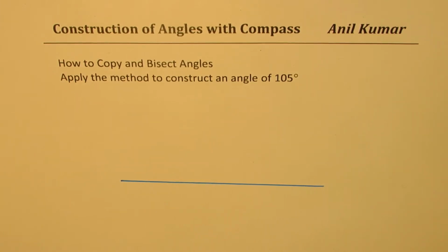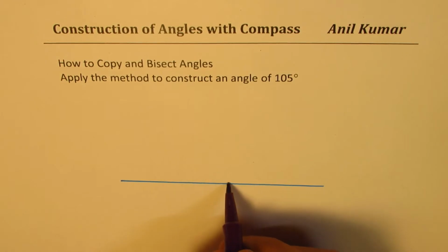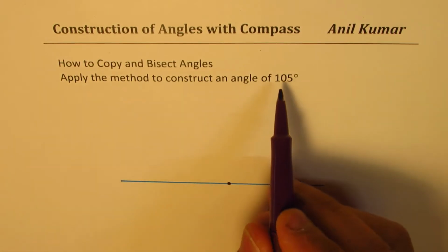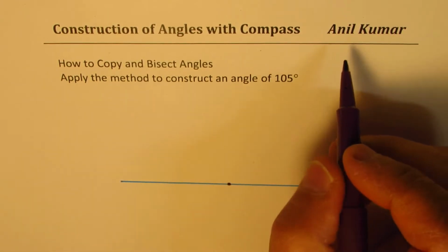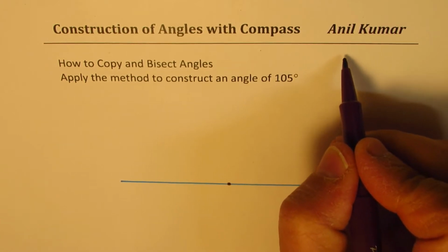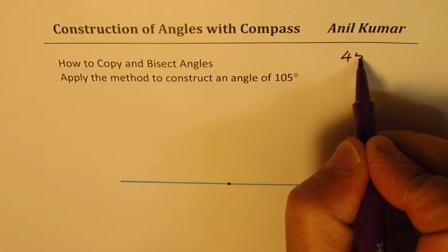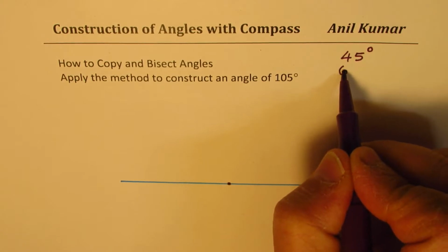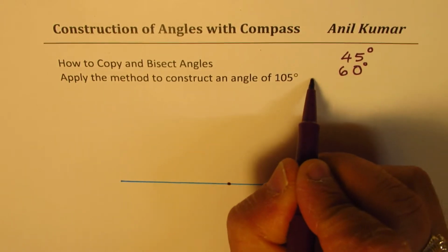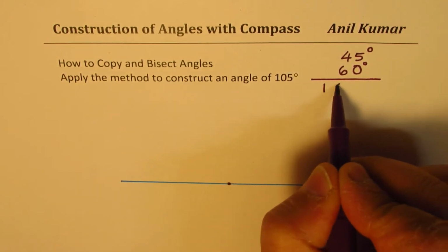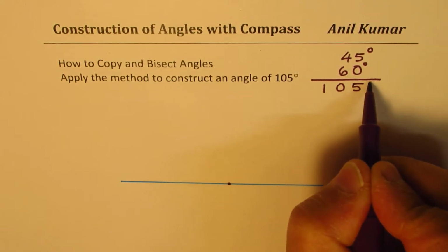Now we need to create an angle of 105 degrees. Let's think how we could do it. 105 degrees, we could make a combination of 45 degrees and 60 degrees. So if I add these two, what do I get? I get 105 degrees, correct?